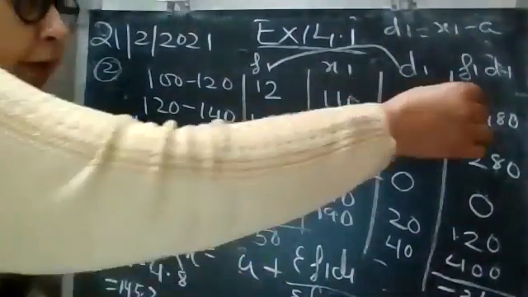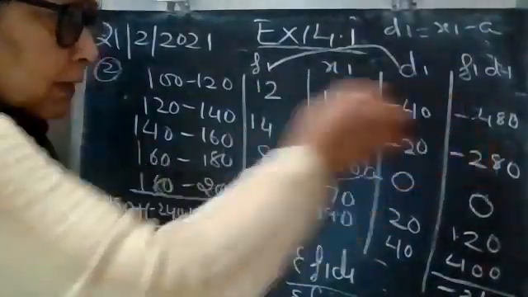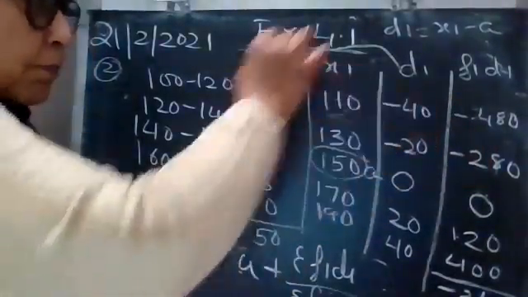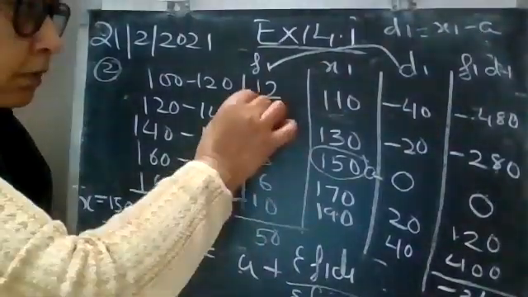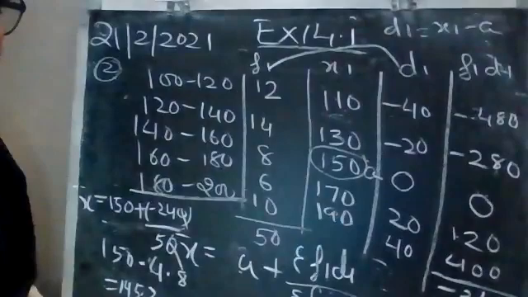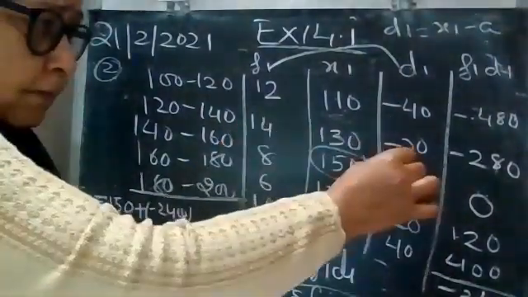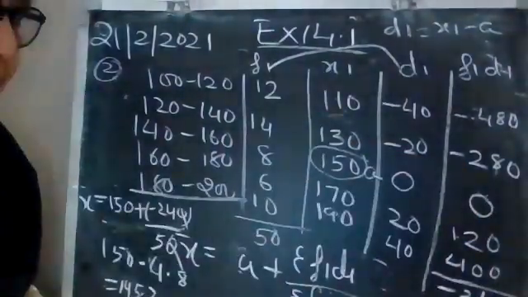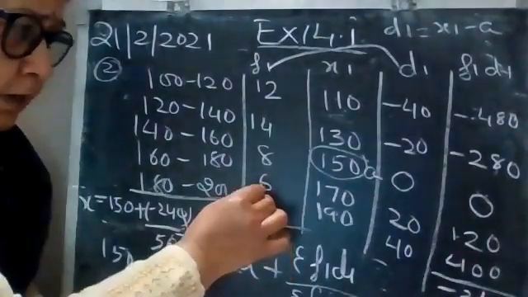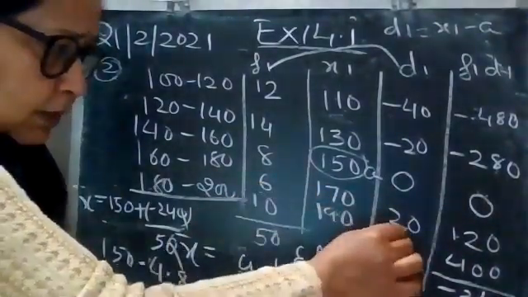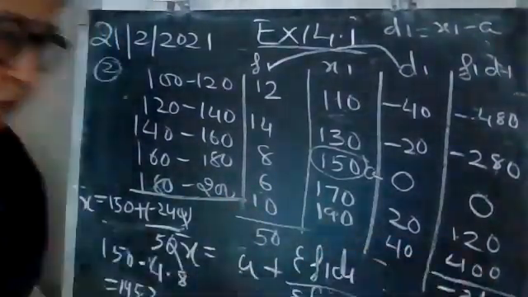And now we will take out fidi. fidi means we have to multiply these two, and put the arrow, otherwise there are chances for mistakes. So 12 multiplied by minus 40 will be minus 480. 14 multiplied by minus 20 will be minus 280. 8 multiplied by 0 will be 0. And 6 multiplied by 20 will be 120. And 10 multiplied by 40 will be 400.